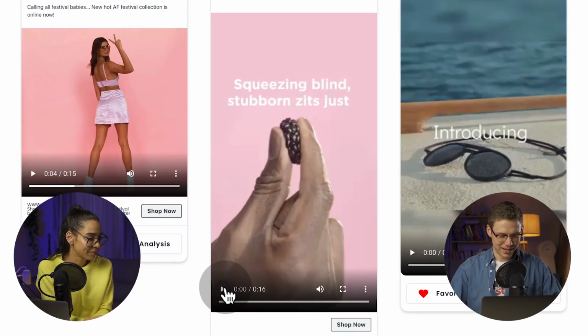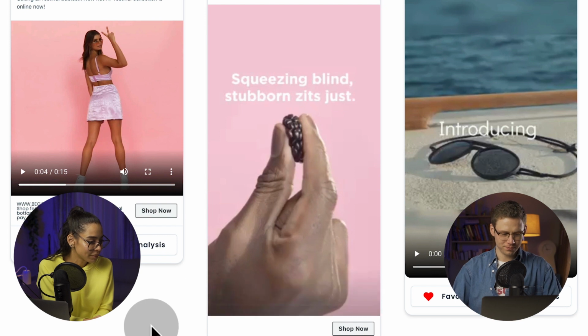Okay guys, and the last ad is from Zitstika. Not easy for French ladies. Zitstika. Let's play it through and see what they have to offer.